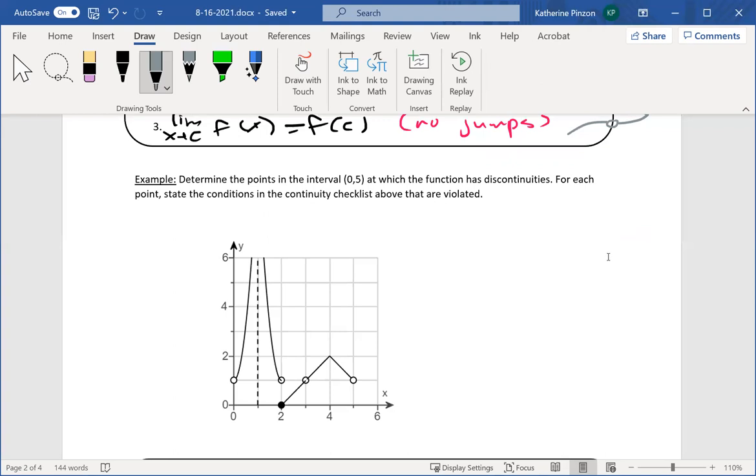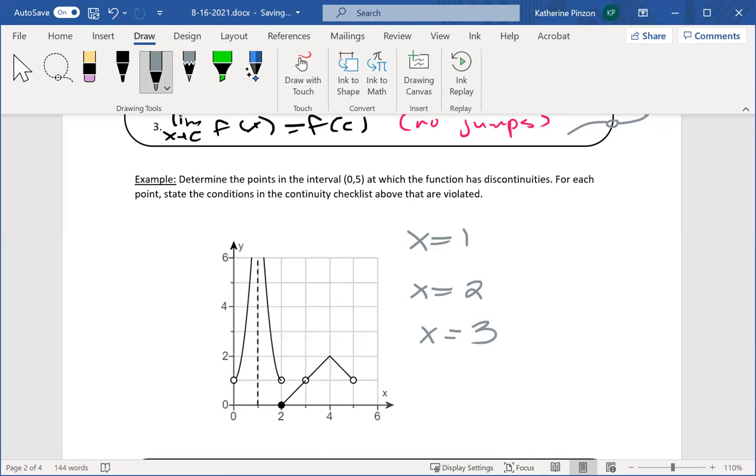At x equals 1, discontinuous at x equals 1. Great. Because there's this vertical asymptote there. If I was trying to draw this graph, I definitely have to lift up my pencil at x equals 1 to get to the other side of that asymptote. Where else? 2. 2 has that big old break in it, right? 3 has a hole right there. Yep. And 4 seems okay, right?